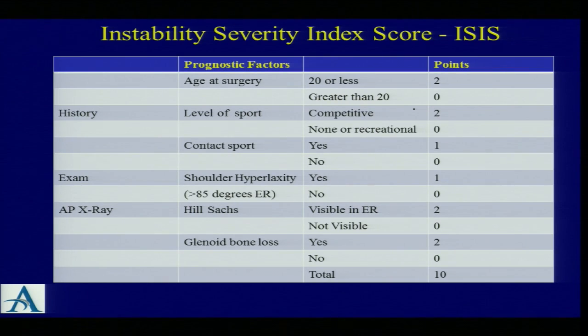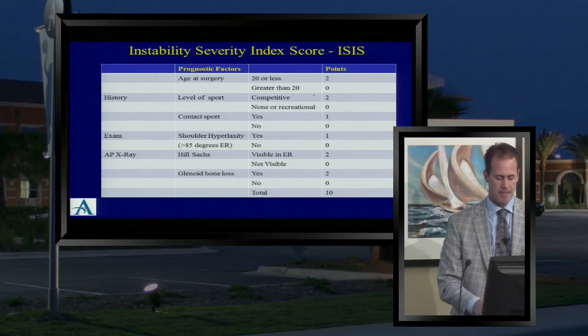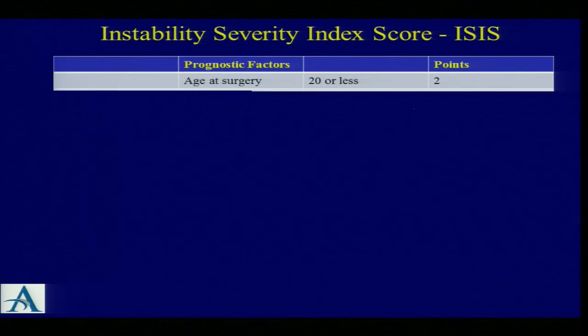So hyperlaxity was a point, yes or no. He defined hyperlaxity as greater than 85 degrees of external rotation in adduction bilaterally. So like that woman that I showed you in the video who could externally rotate her elbows about 150 degrees, obviously hyperlax. And then looking at both sides by plain x-ray, because he wanted to develop this system without having to rely on CAT scans and MRIs if you didn't have them available. So he used plain x-rays, which just about everybody can get. Plain AP x-rays. If you can see the Hill-Sachs, it's large enough to warrant concern, 2 points. Same thing with glenoid bone loss.